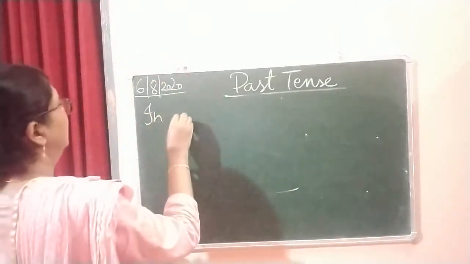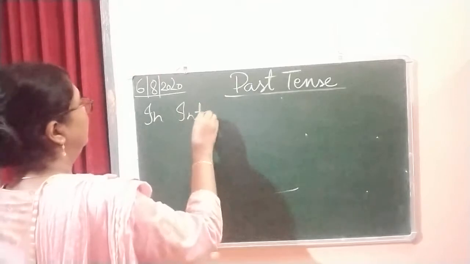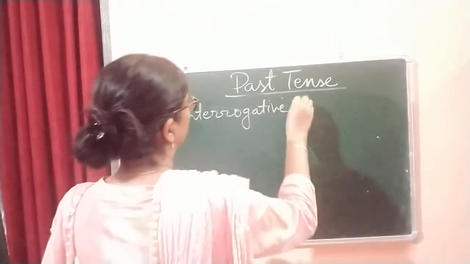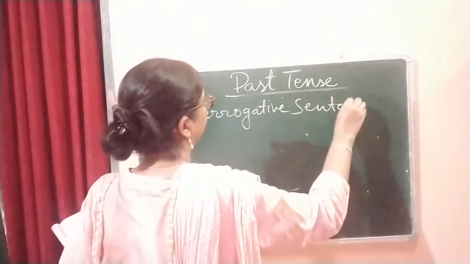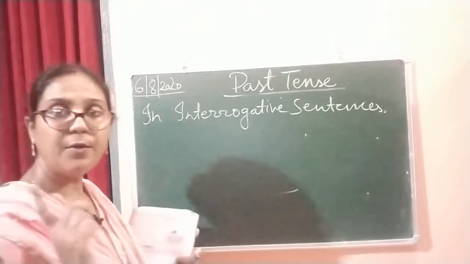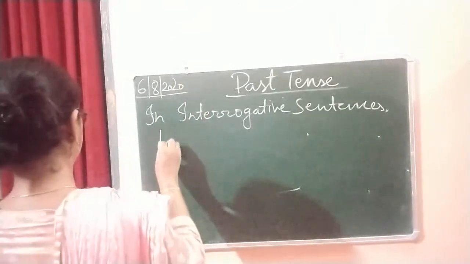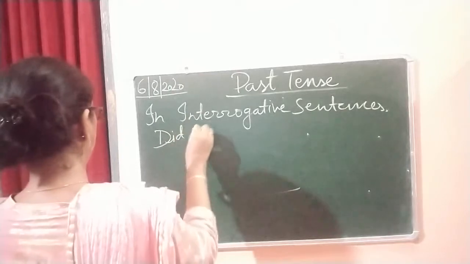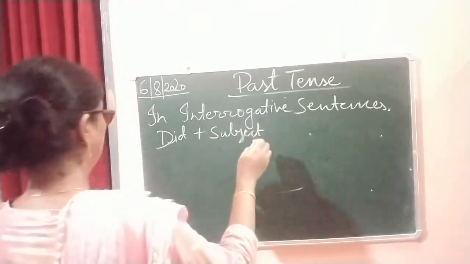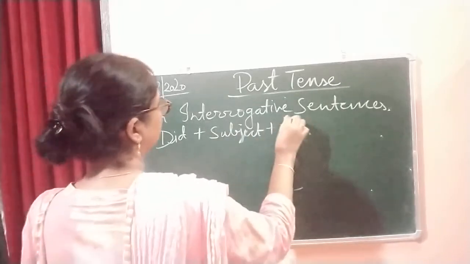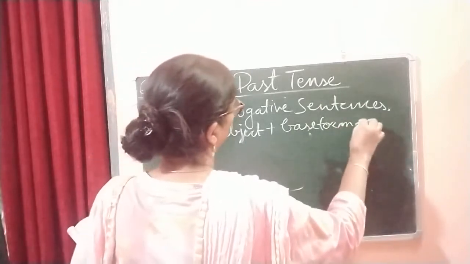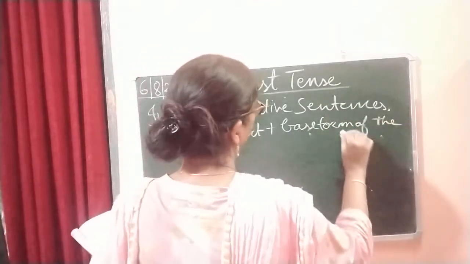In interrogative sentences, we always write did plus subject plus base form of the verb.